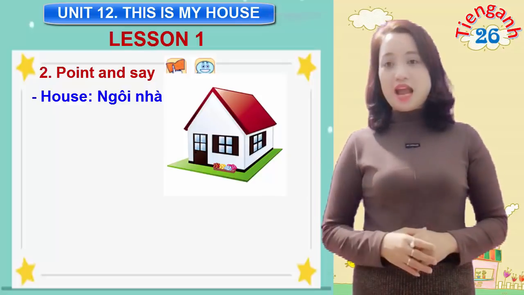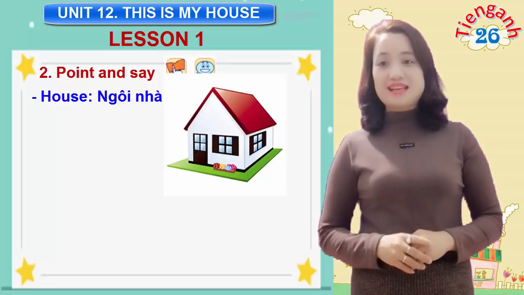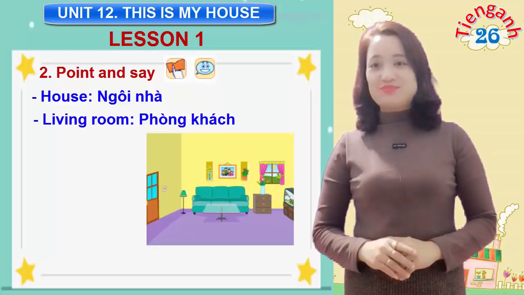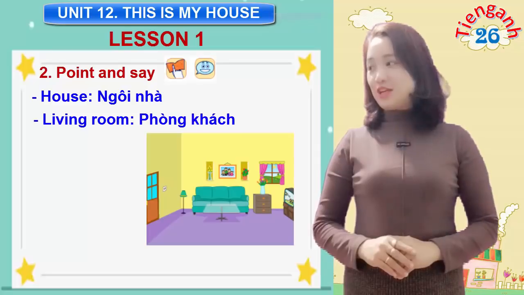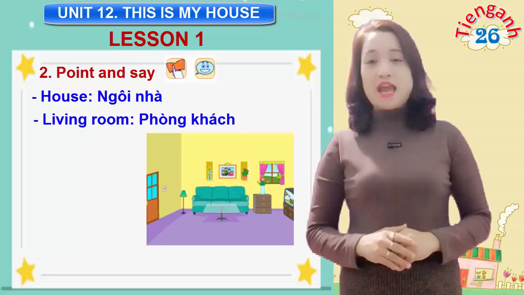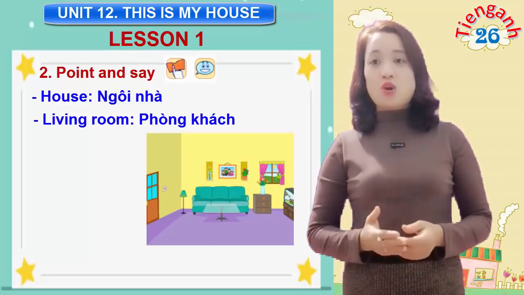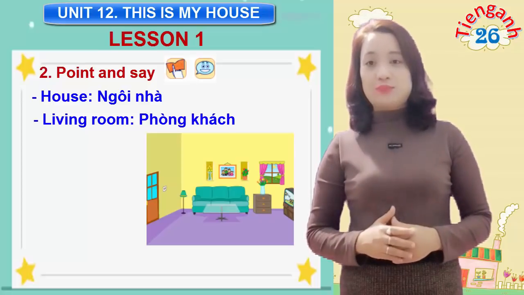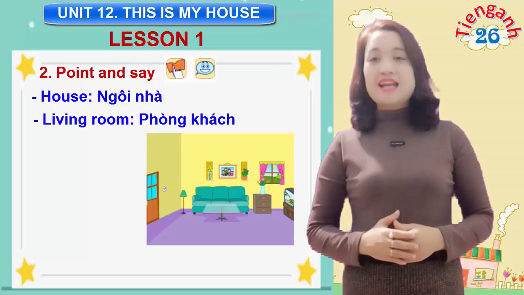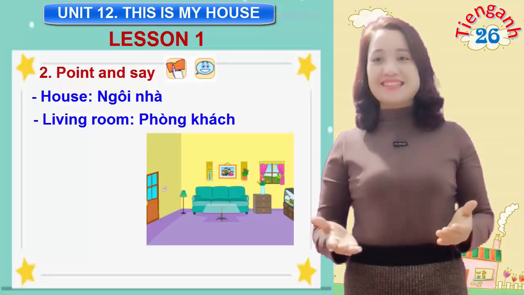A house has many rooms. This is my house. Let's go to the first room in my house. Come and sit. Living room. The living room is a place where everyone in your family can chat, watch TV or play in the living room. Now listen and repeat after me. Living room. Well done.